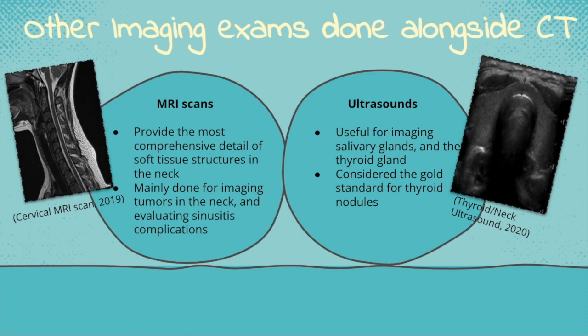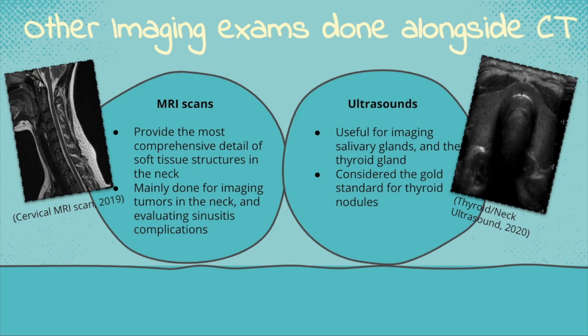Some other imaging exams that are done alongside CT for evaluating neck conditions are MRI scans and ultrasounds. MRI scans provide the most comprehensive detail of soft tissue structures in the neck. They are mainly done for imaging tumors in the neck and for evaluating sinusitis complications. A main advantage that MRI scans have over CT is the improved quality of soft tissue structures. CT doesn't image soft tissue as well. Another advantage is that MRI doesn't use ionizing radiation, unlike CT, which makes it safer for the patient. A disadvantage is that exam times are longer and there's an increased need for the patient to comply.